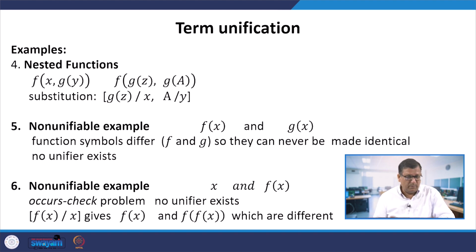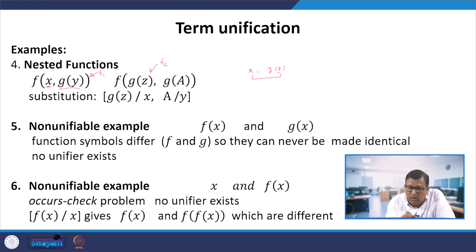Now we have nested functions. That means inside a function the argument is also a function. So here the first one is f, the first argument is x, and the second argument is g. This is T1, this is T2. Then all we have to do is combine x and g z.